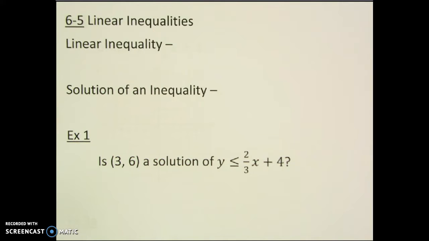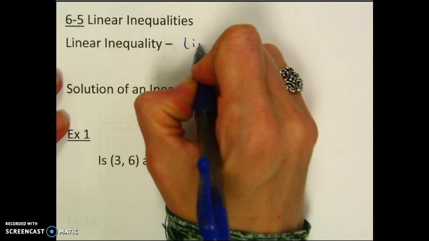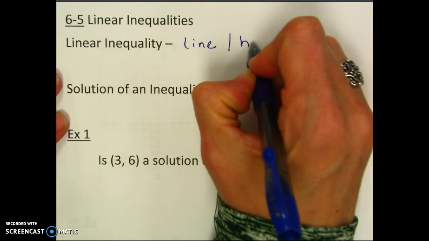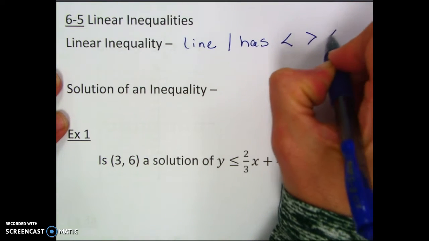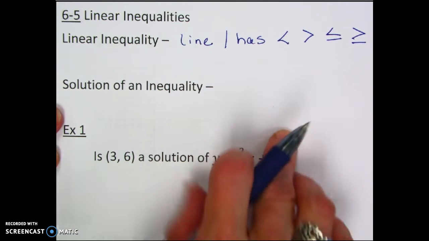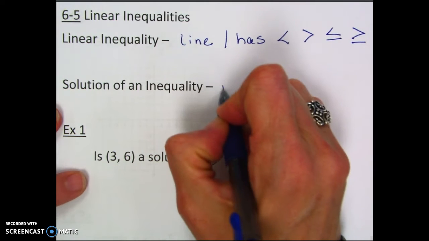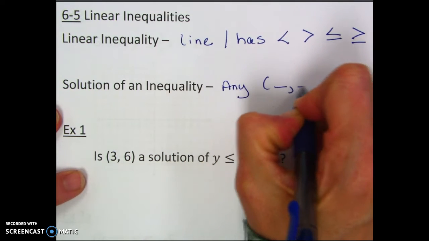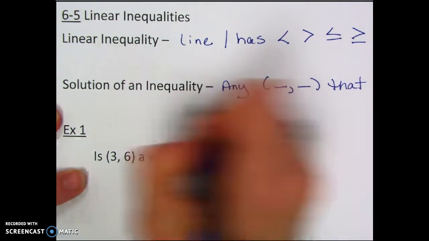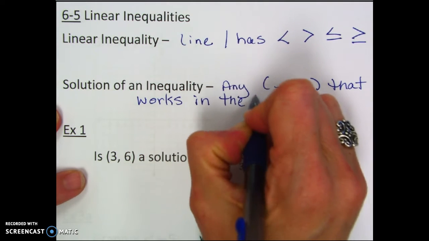All right, linear inequalities. Linear means it's going to form a line, and an inequality has a greater than or less than symbol in it. So it will form a line, and it has one of our symbols in it. A solution to an inequality is a coordinate that works in the inequality. Any coordinate that works in the inequality.